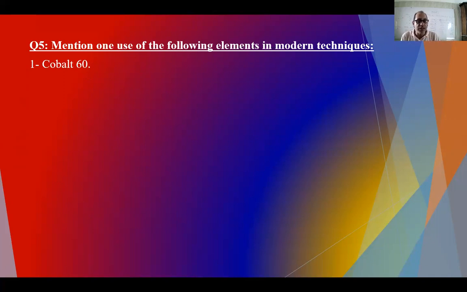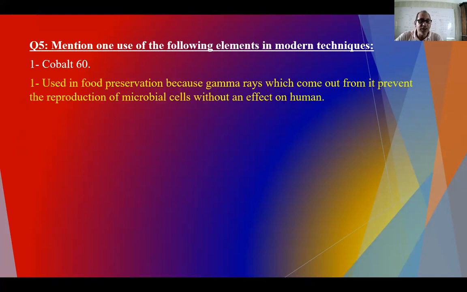So we need something here to do this. By adding a small amount of cobalt-60, the gamma rays emitted from it will stop the reproduction of the microbial cells, and the microbes will die. Also, it doesn't harm humans, which is a good thing about it.